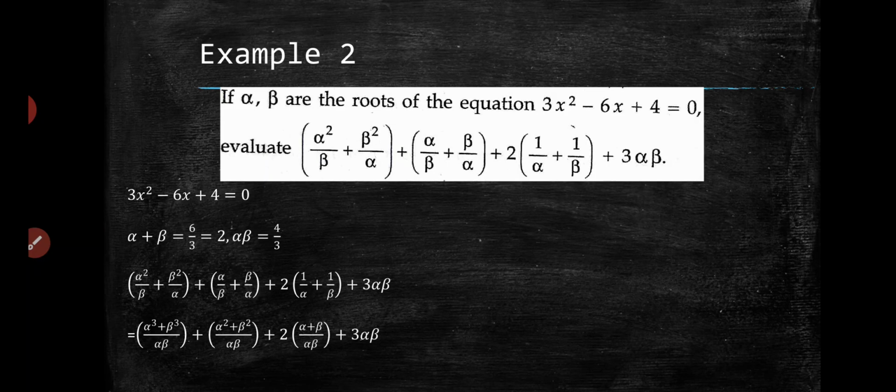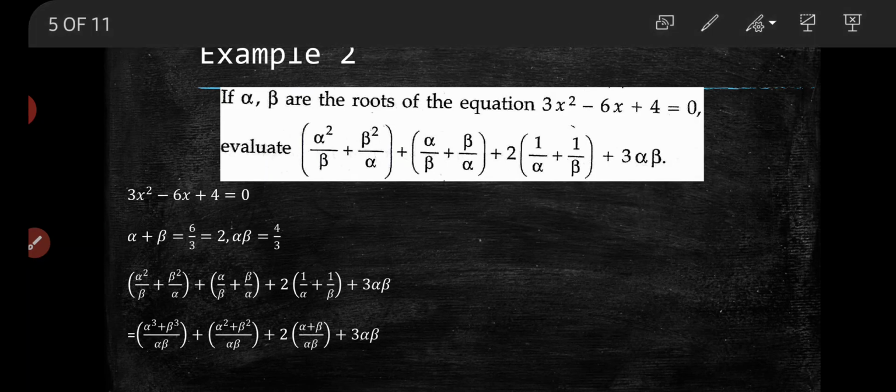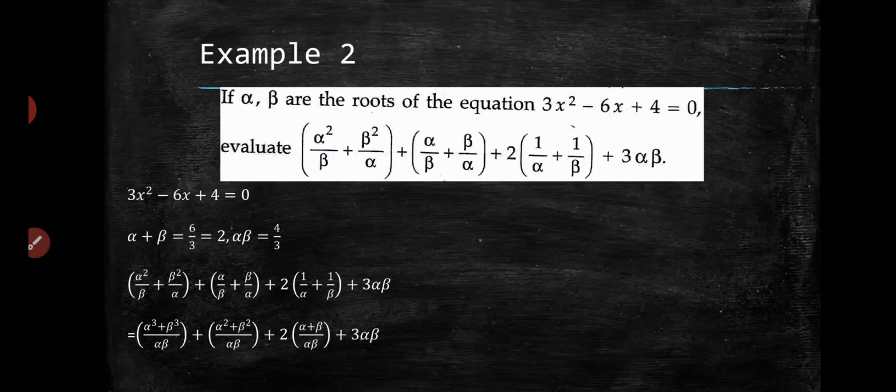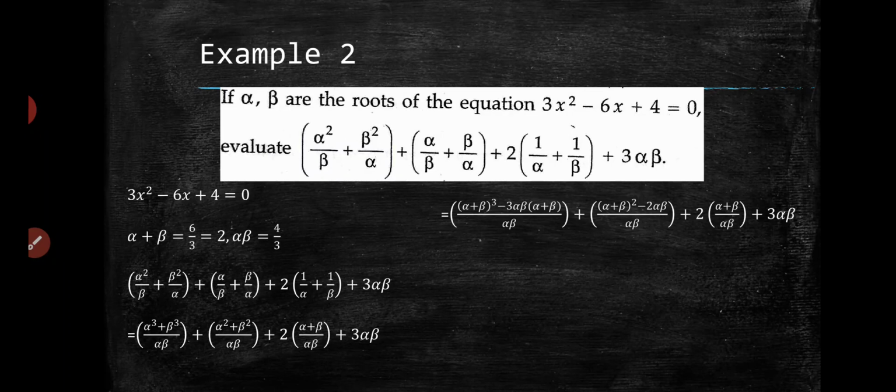After taking LCM I get this, and from here alpha cube plus beta cube, I can write it as alpha plus beta whole cube minus 3 alpha beta into alpha plus beta, and alpha square plus beta square, I can write this as alpha plus beta whole square minus 2 alpha beta. So let me just do that manipulation.